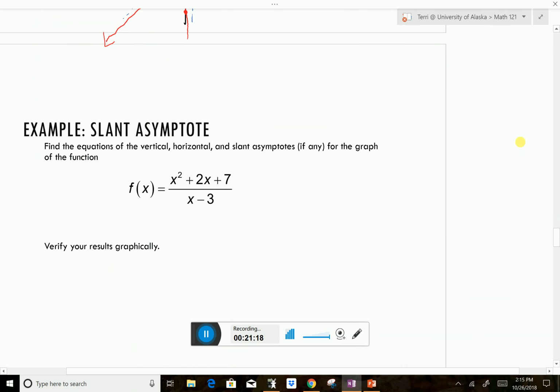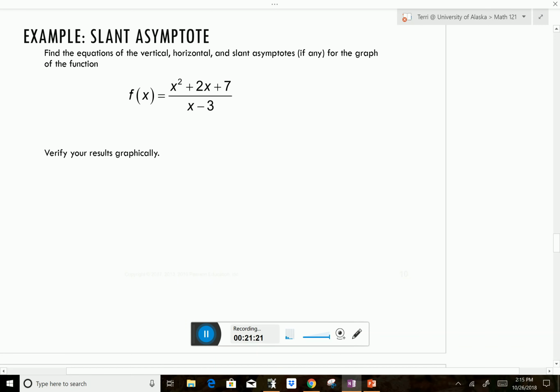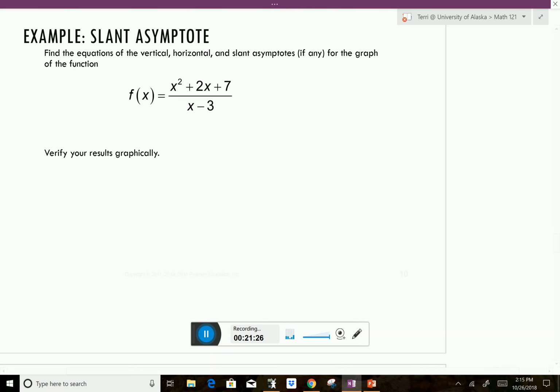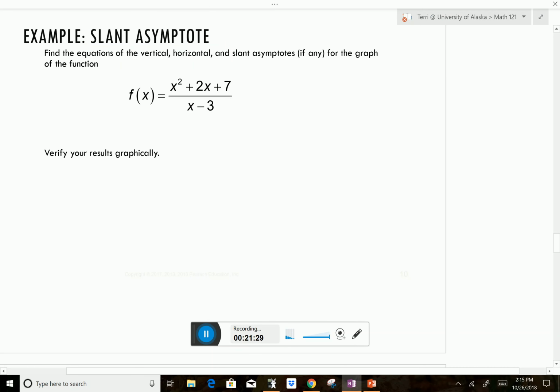So let's do another example of a slant asymptote. We need to find the equations of the vertical, horizontal, and slant asymptotes, if any, for the graph of this function: x squared plus 2x plus 7 over x minus 3. So what is a vertical asymptote? We set x minus 3 equal to 0, so x equals 3. Let's check to see if it's a vertical asymptote. 9 plus 6 plus 7 is not equal to 0, so the numerator is not 0, so therefore this is a vertical asymptote. Horizontal asymptote, do we have one?